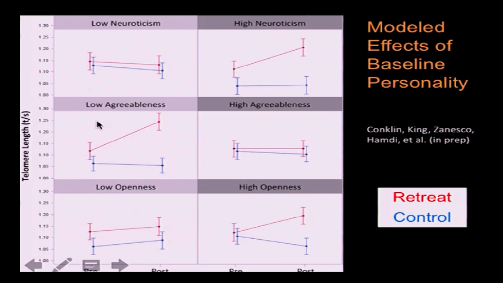If you are low in agreeableness, if people tend to piss you off, you shut up, you're quiet for a month. Your telomeres lengthen in 3 weeks. If you're highly agreeable, no change. But interestingly, if you're highly open to new experience, there's also a positive impact.